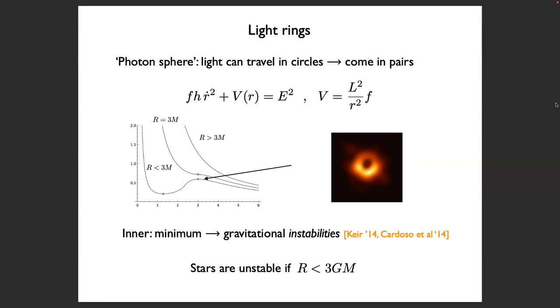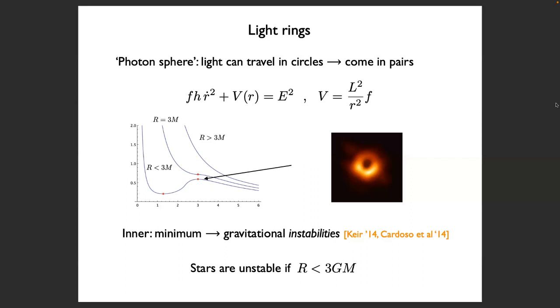Now, how does that potential look like? That's what I'm plotting here on the left. So if the compactness is, if R is larger than 3 times the mass, then this potential over here has no minimum. Therefore, light cannot travel in circles anywhere in the spacetime. But as you reach R equals 3M, the potential develops a saddle point. And then further, if the compactness is larger than that, so if the radius is below 3M, there are 2 extrema.